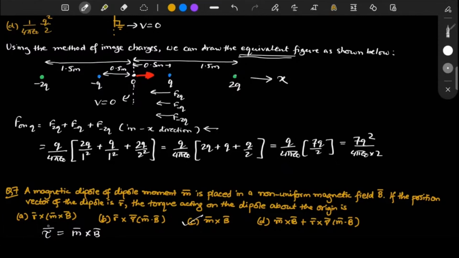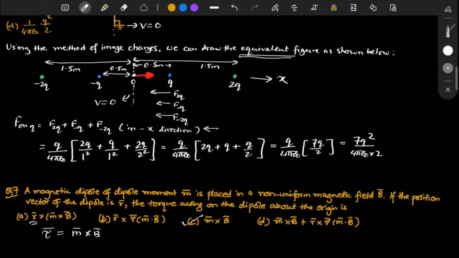And you can even see that option A is dimensionally incorrect. If you look at the dimensions of this, it would be the dimension of the distance times the dimension of the magnetic dipole times the dimension of the magnetic field. But we know that torque is M cross B. So dimensionally, if you try to find out the dimensions of this, you would have the extra dimension of r. So dimensionally also, this expression is incorrect.